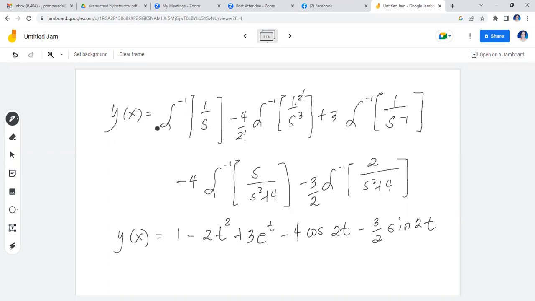Oh, I keep on writing t. It should be x, because we are now writing the solution of our DE, which has the variable x, not t. So this should be an x, this should be an x, this should be an x, this should be an x. This is the solution already. You have any questions? You need to look into the other pages of the Jamboard.